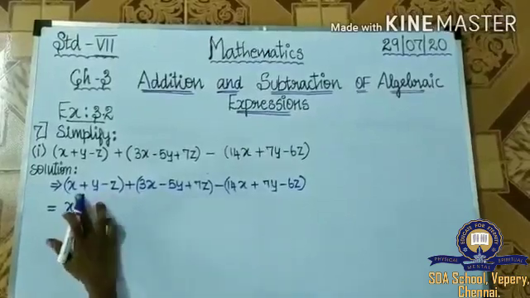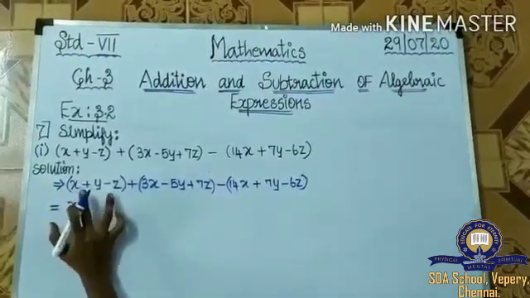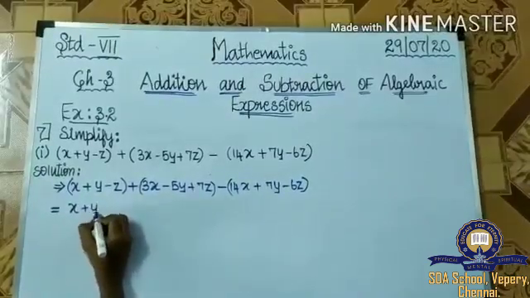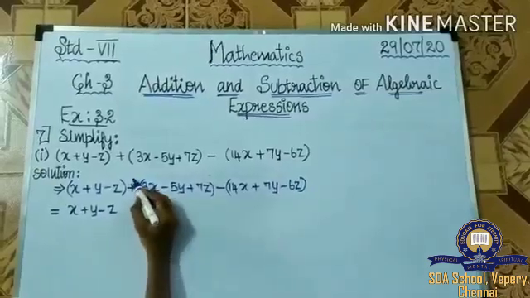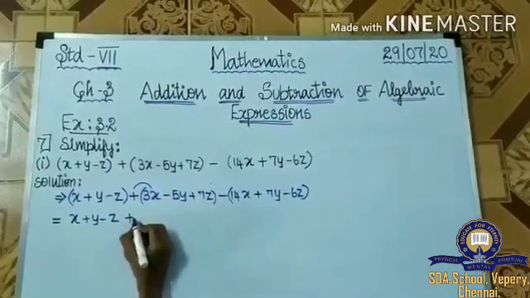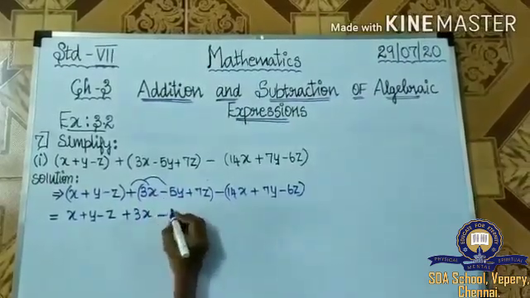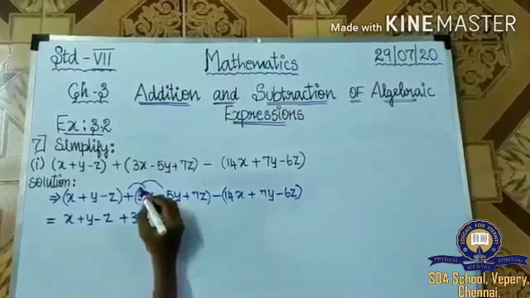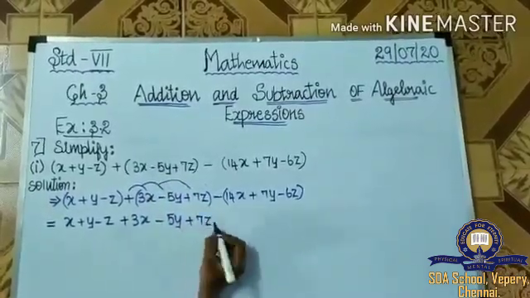Yes. First you remove the symbols here. Here we have no symbol, right? So we will put as it is. So x plus y minus z. Here we have a symbol. We are going to multiply it. So plus into plus we will get plus 3x. Plus into minus we will get minus 5y. Plus into plus we will get as it is plus 7z.